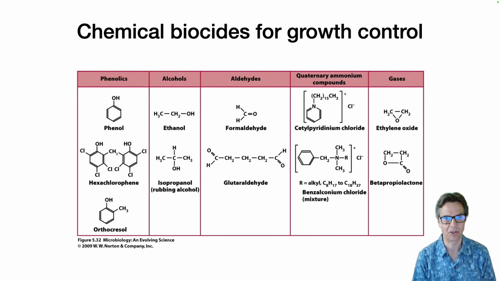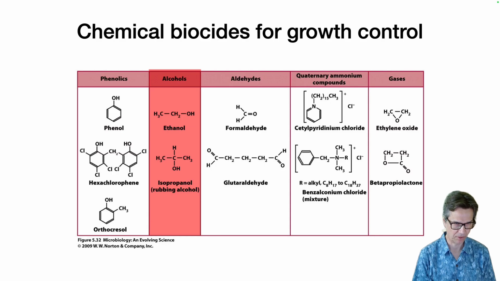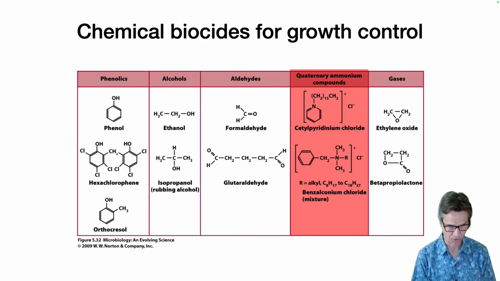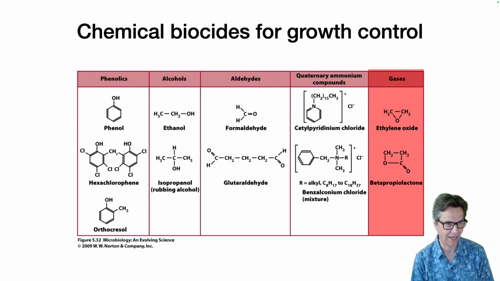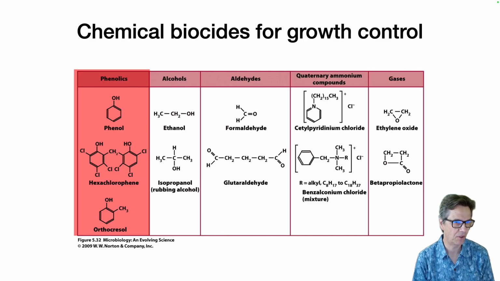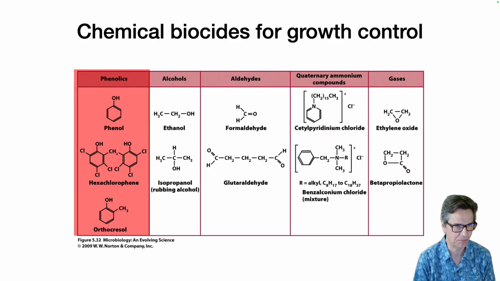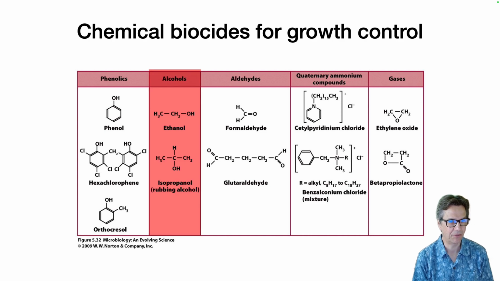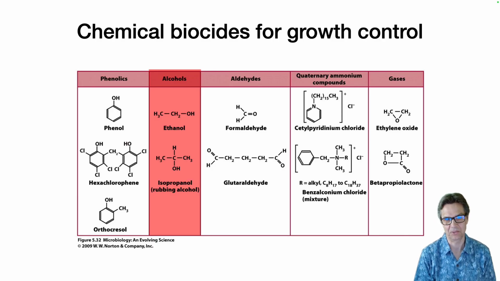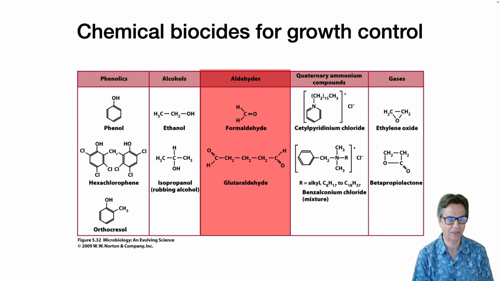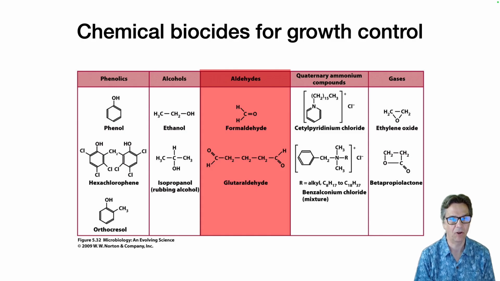Examples of biocides include phenolics, alcohols, aldehydes, quaternary ammonia compounds, and gases. Phenolics such as phenol or orthocreosol will be used to inhibit, and they are lethal to many microorganisms. Alcohols such as ethanol and isopropanol will be used on skin to aseptically treat it before giving a shot, for example. Aldehydes such as formaldehyde and more often now glutaraldehyde can often be used to treat medical equipment.